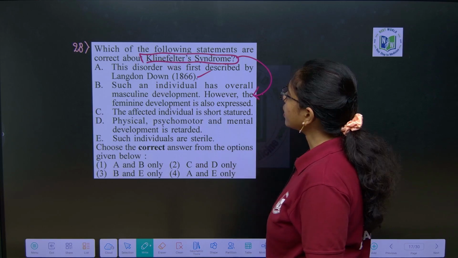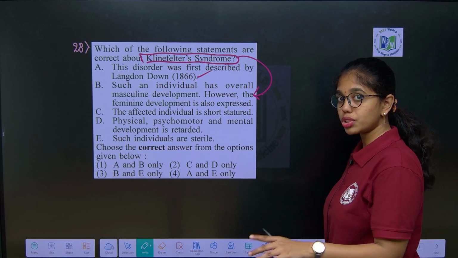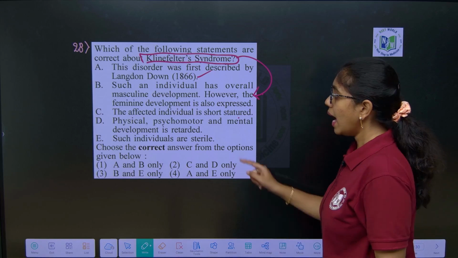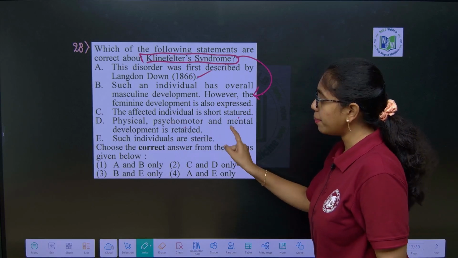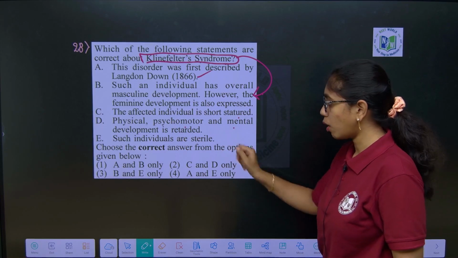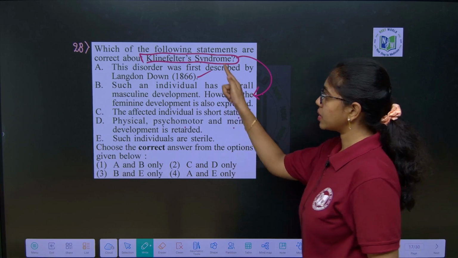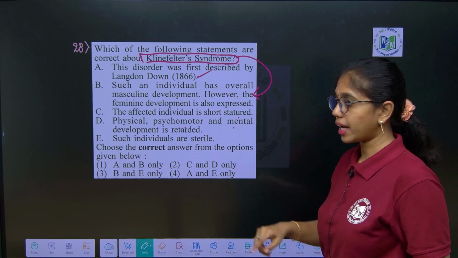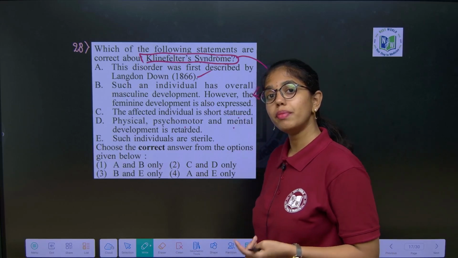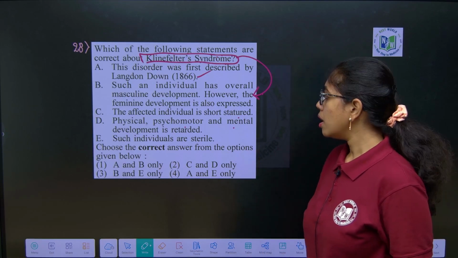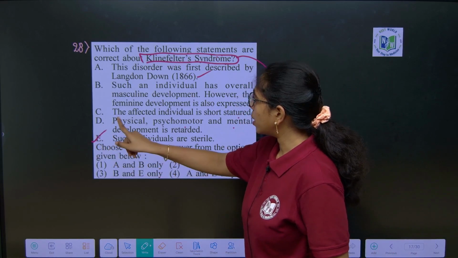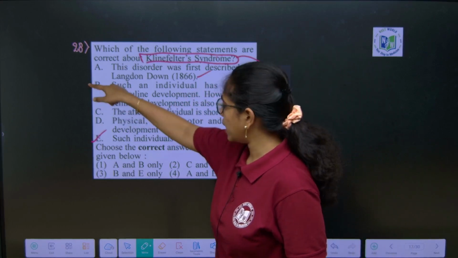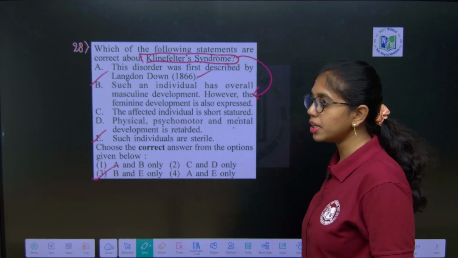Next, the affected individuals have short stature, that is in Turner syndrome, and physical, psychomotor and mental development, that is seen in Down syndrome. Next, such individuals, Klinefelter syndrome or Turner syndrome, both the individuals are sterile. Klinefelter syndrome is seen in whom, beta? Males. Turner syndrome is seen in females. So here both B and E are correct. So this is option 3.